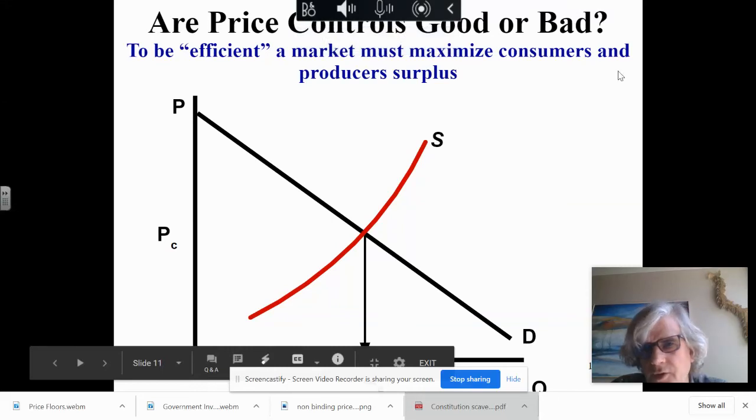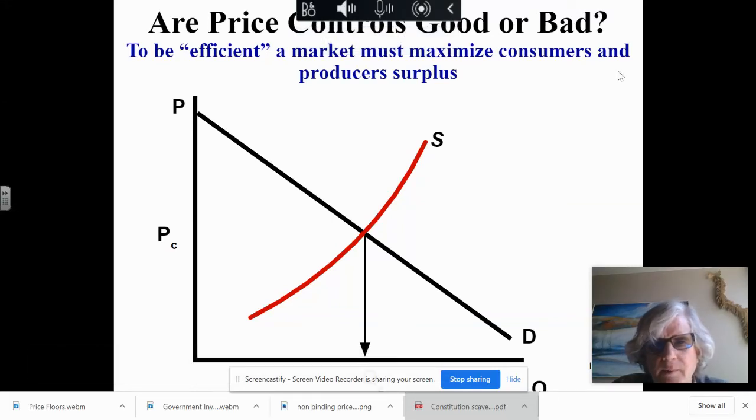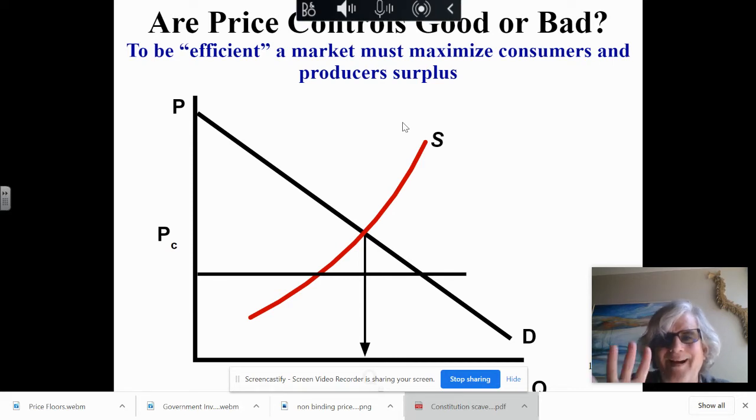Are price controls good or bad? Again, to be efficient, a market must maximize consumer and producer surplus. Now we're going to look at a price ceiling. So the price ceiling goes below equilibrium, and the price cannot go any higher. So it's almost like you're hitting your head. So there's the price ceiling. It's below equilibrium. The quantity, again, goes from equilibrium quantity down to the price ceiling quantity.